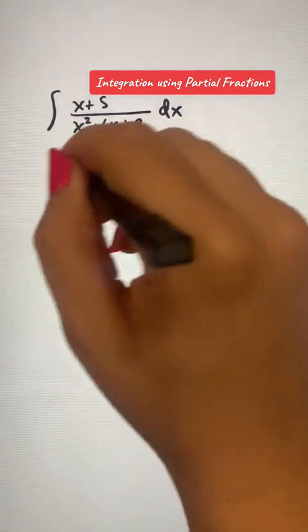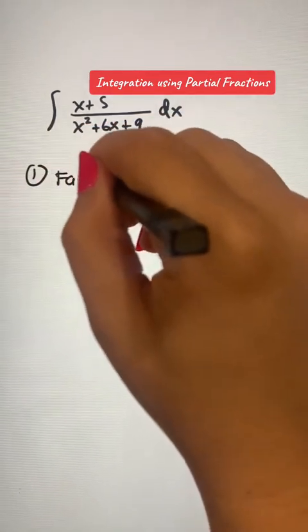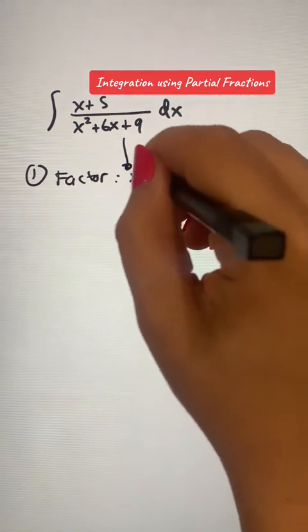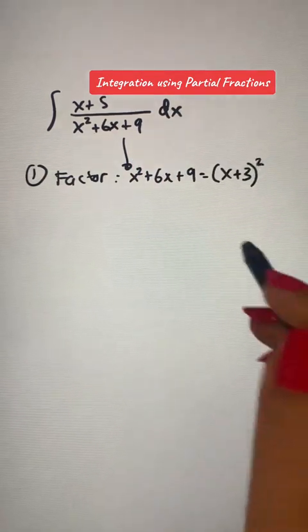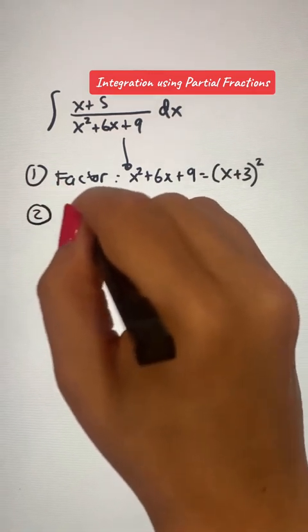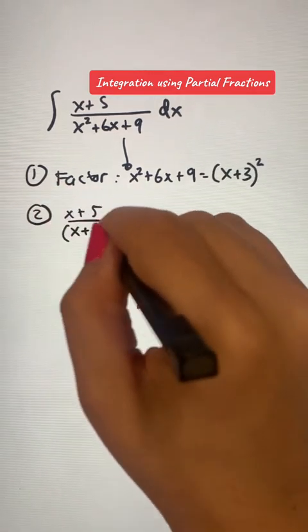Let's learn how to solve a case 2 example for partial fractions. So first thing you want to do, if your denominator is not factored, you need to factor it. So this factors into x plus 3, all of it squared. Notice that the factor x plus 3 is linear, x is to the power 1.